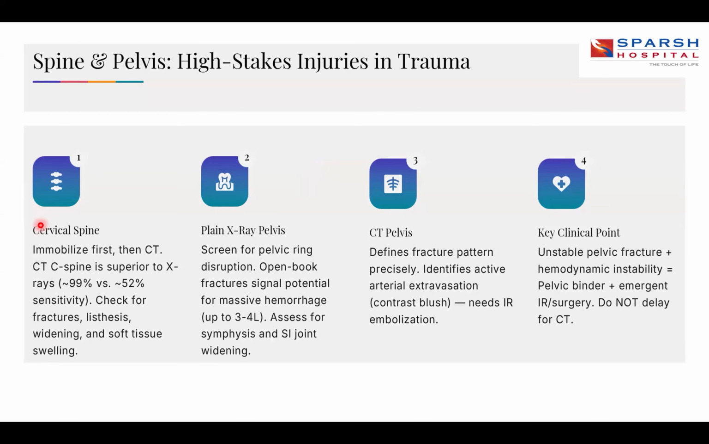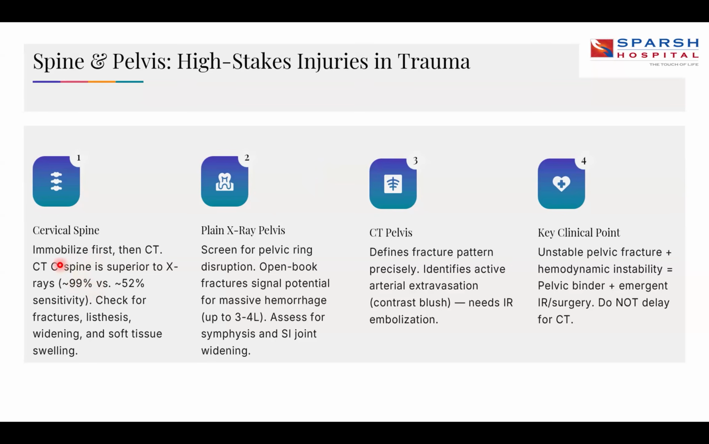For the cervical spine, in the first step of ATLS, you always immobilize the cervical spine first, and then you do a CT series if the patient is stable. Previously, it was a habit to do a cervical spine X-ray. Like I discussed, after the POCUS scan, you move on to chest X-ray and pelvis X-ray. Previously, it was also a practice to do a C-spine X-ray, but there is a huge difference in sensitivity when it comes to the imaging of the C-spine.